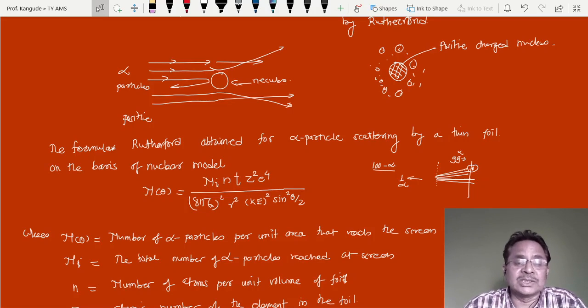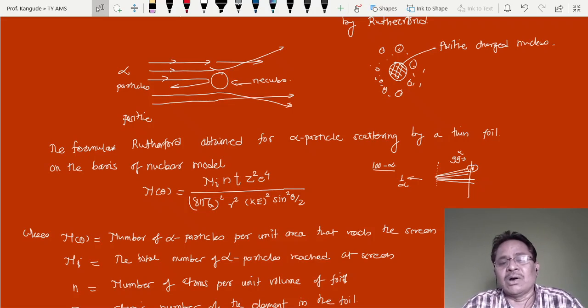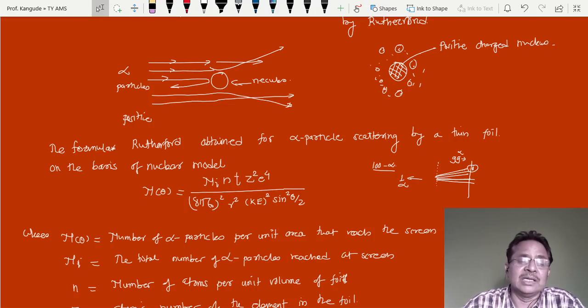Small n that we have written is the number of atoms per unit volume. So we have to calculate the number density of that foil. Assuming some area and volume, we can calculate how many atoms there may be. That is small n. T is its actual thickness. As thickness goes on increasing, more and more atoms will come in the path of these alpha particles. So thickness matters. If thickness is very small, then this number n theta may be large. If theta is very large, then this total number will be very small, because most of the particles will get reflected and very few particles will reach the screen. So thickness again matters.